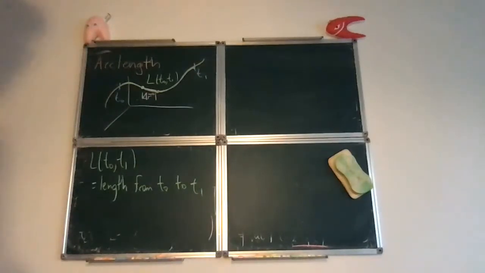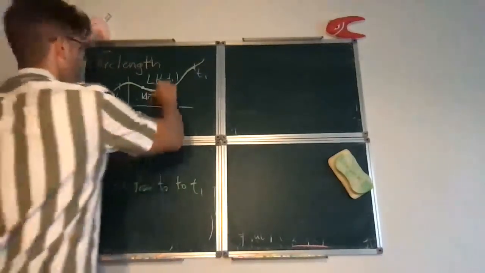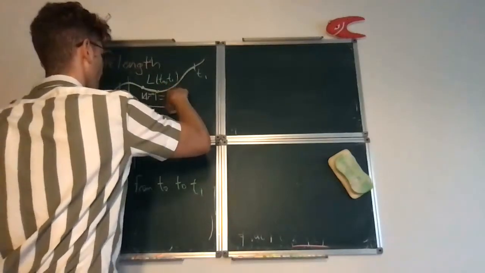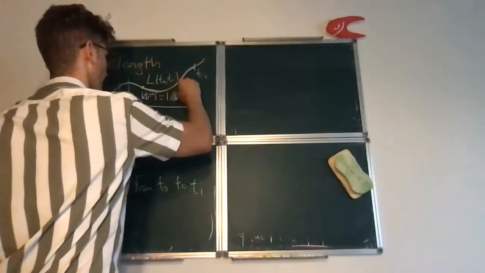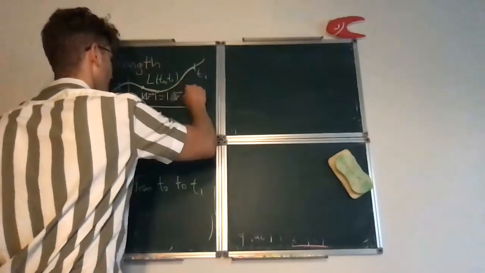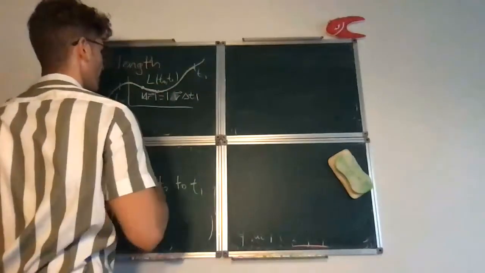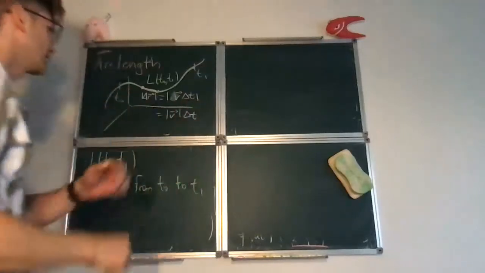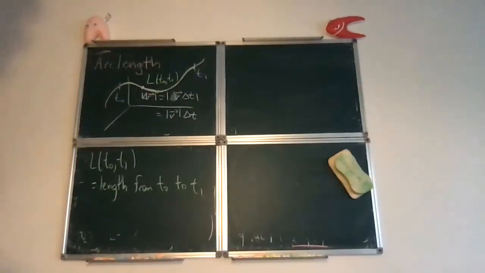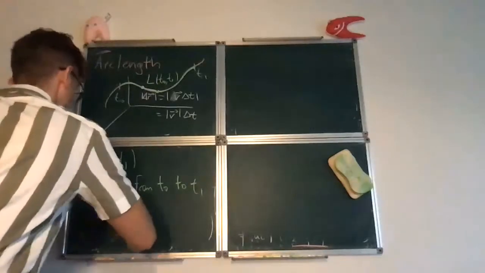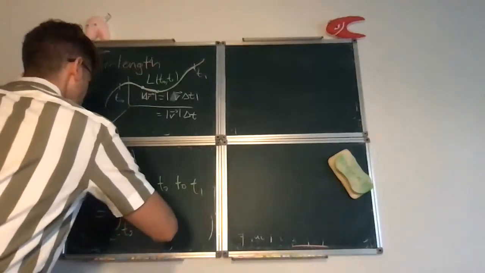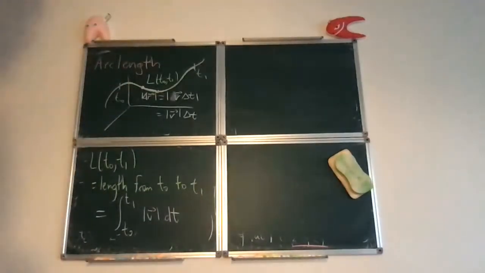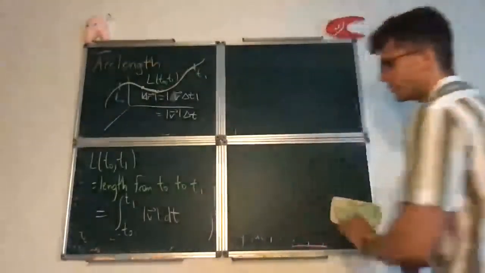right? But the length of the displacement vector is the same as the length of the velocity vector times the time that it took you from moving from this point to this other point. And so that's just the same as the speed times the small time interval. And so the length really is nothing but the integral from t0 to t1 of the speed times time. Okay, so this is the formula that you need to know.